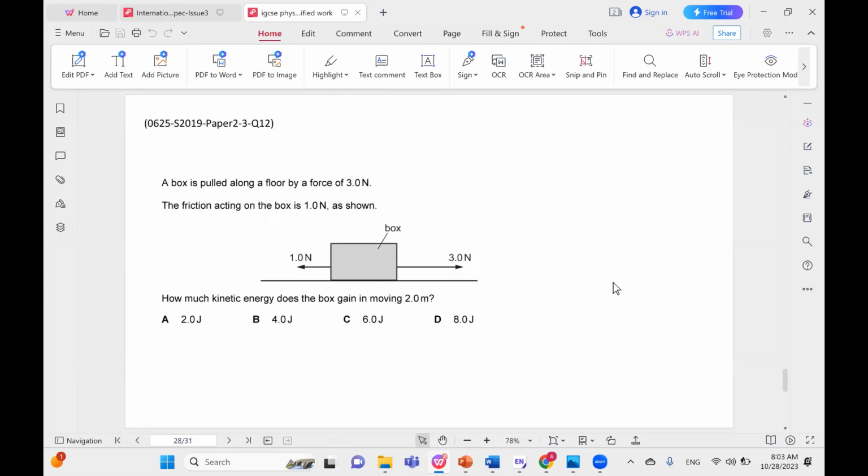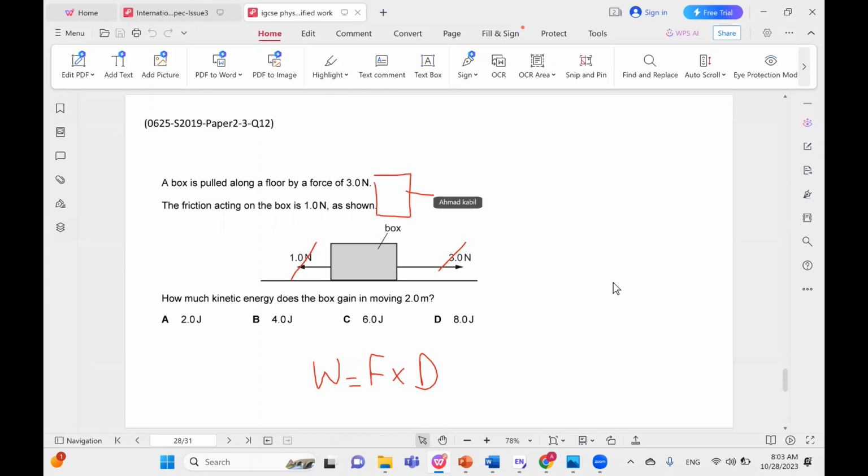The box is pulled along a floor by a force of 3. The friction acting is 1. How much kinetic energy does the box gain in moving 2 meters? So you should know that the work done results in a gain in energy. And work done here is force times distance. Of course, we have to subtract 3 minus 1.